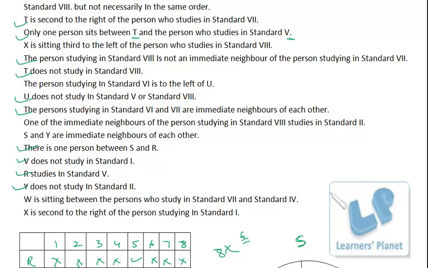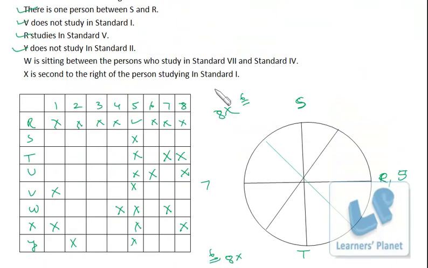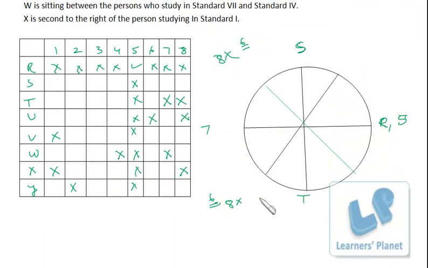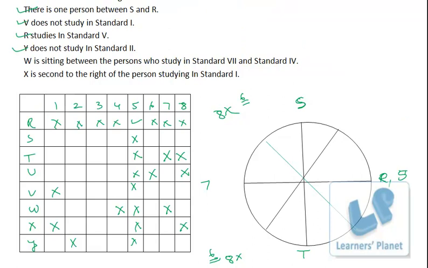Now this point: the person studying in standard 6 is to the left of U. So 6 is either here or here, right? And 6 should be left of U. If it is U, then it should be 6, but it is T, so 6 should not be over here. So U must be here, then 6 must be left of U. That means U is in grade 7, and 6 is here.